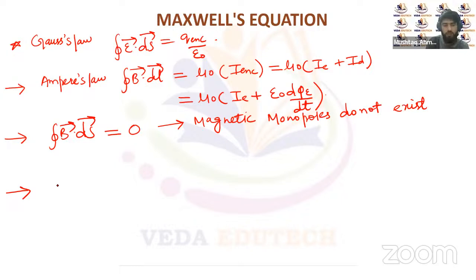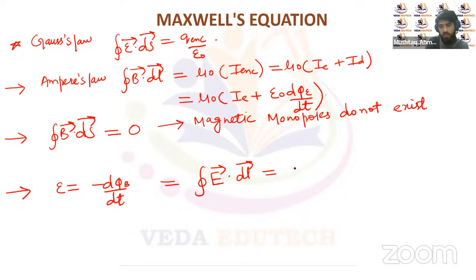The fourth equation is Faraday's law. We know the EMF is developed in a circuit where we have a changing magnetic flux. Or we can say this is the induced EMF, or we can write it as the integral of E dot dl, which is equal to minus d phi b upon dt, right? So from here you can see that a changing magnetic field can give rise to a changing electric field as well. This is the importance of these Maxwell's equations.